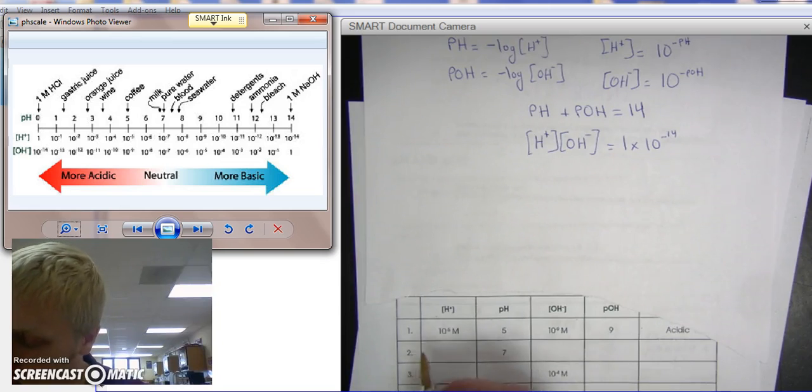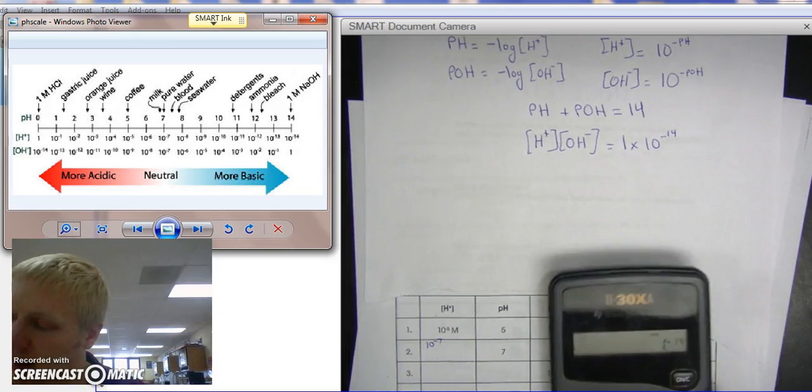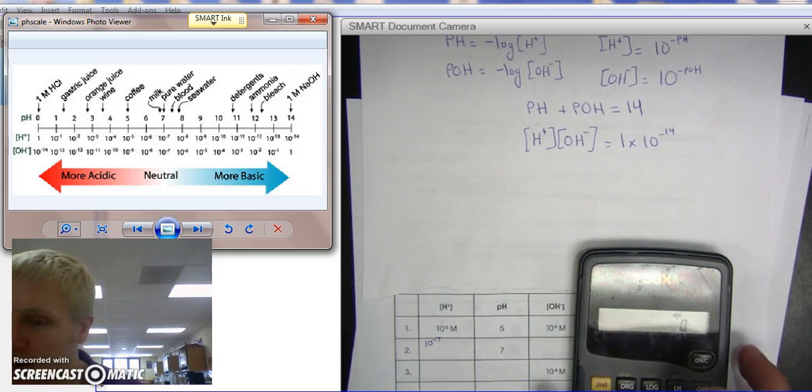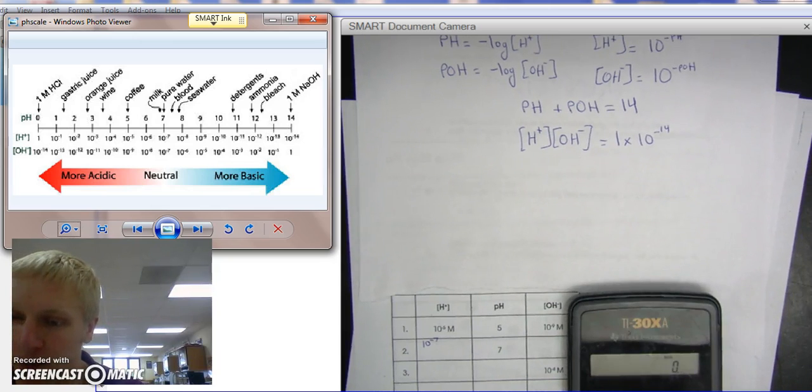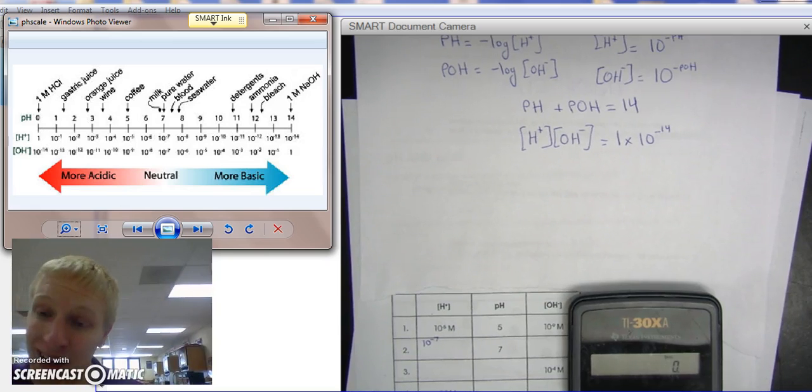Alright, so 10 to the negative pH, so negative 7. Type that in my calculator. If you have a graphing calculator, it's a little easier. You just plug it in just the way it looks. But if you have a cheap calculator from Walmart like me, or for some strange reason you need to borrow one of mine because you didn't bring your own, then it's very tricky. You have to do it exactly backwards.